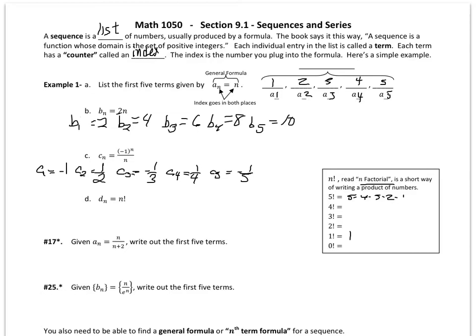0 factorial? Actually, by special definition, 0 factorial is equal to 1. There you go. 2 factorial is 2. 3 factorial is 6. 4 factorial is 24. 5 factorial is 120. Very good. So we just did the first 5 terms there, right?